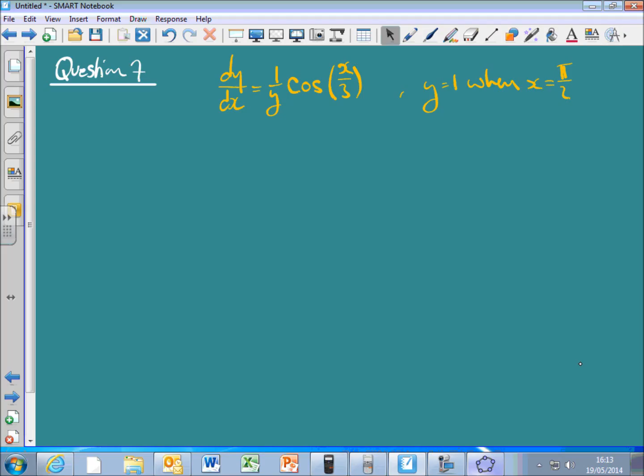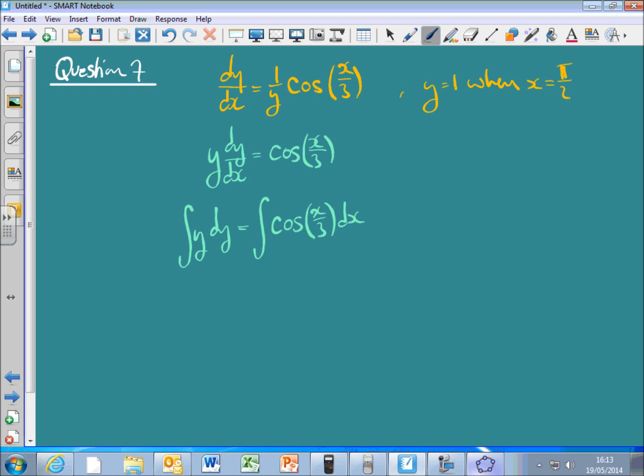Question 7, we've got to solve this differential equation. There's only one method you have, which is separation of variables. So you want to get the y onto the left hand side and the x's onto the right hand side. So this means bring the y over there, and then the cos is just in terms of x's, and then I'm going to integrate both sides. You've got to take the dx across. So this is going to be the integration of y with respect to dy should equal the integration of cos x over 3 with respect to dx.